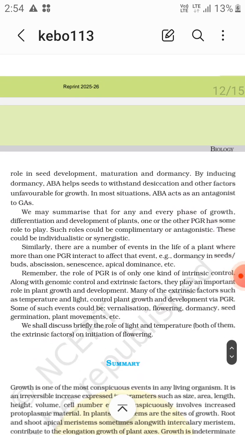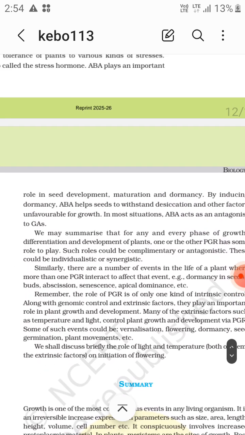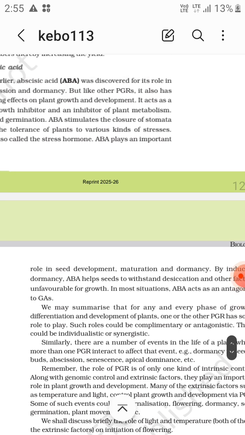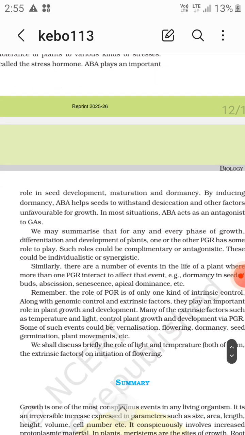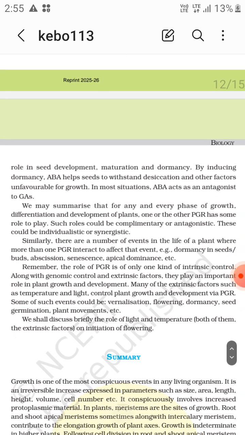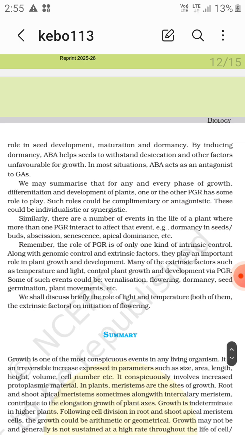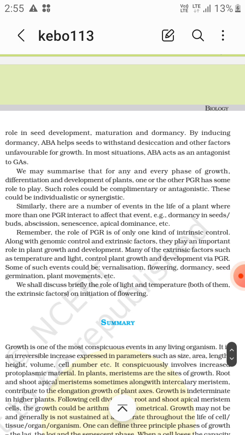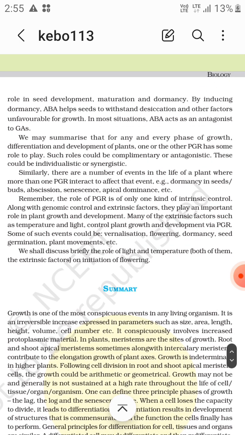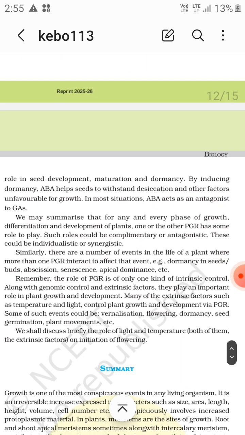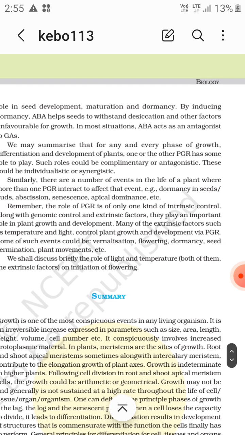Now, ABA plays an important role in seed development, maturation, and dormancy. By inducing dormancy, ABA helps seeds to withstand desiccation and other factors unfavorable for growth. In most situations, ABA acts as an antagonist to GA, that is, gibberellic acid.